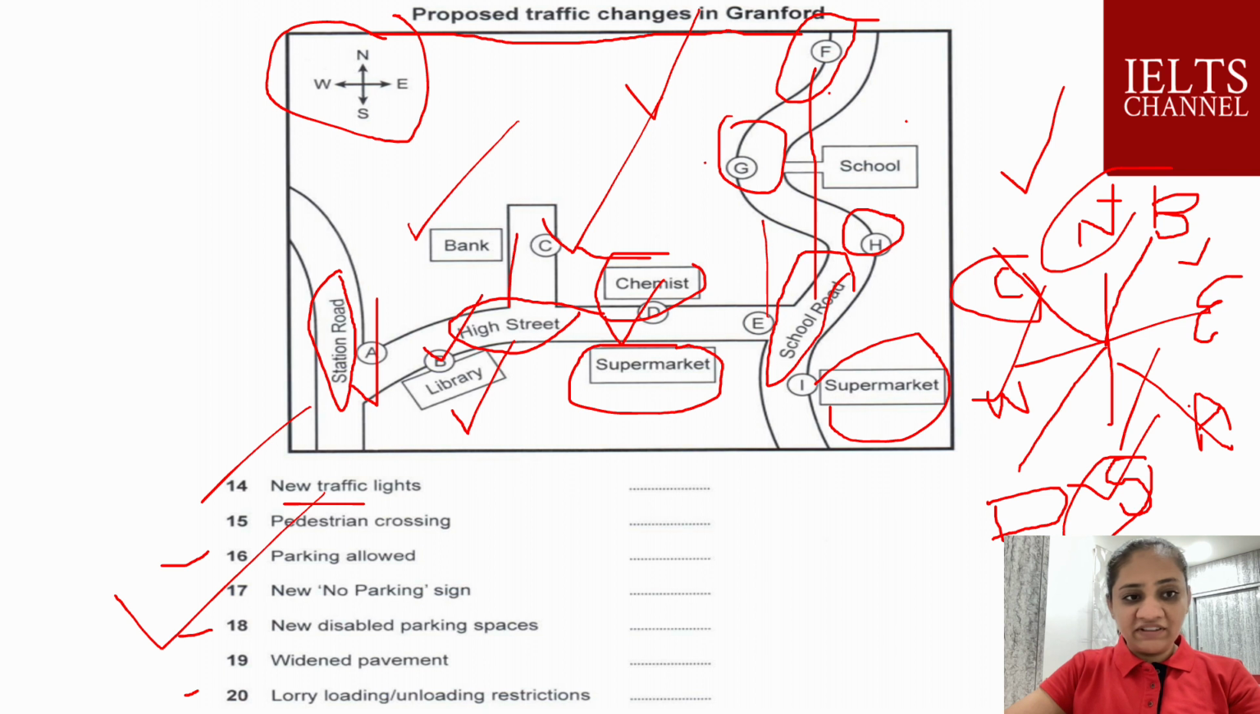First is the new traffic lights, pedestrian crossing, parking allowed, no parking sign, new disabled parking spaces, widen pavement, and the lorry loading. So you have to keep in mind all these words when you are listening to the audio track. Now I'll play the recording. First you have to listen to the audio track by yourself, try to do it by yourself, and afterwards we'll discuss with the audio script.